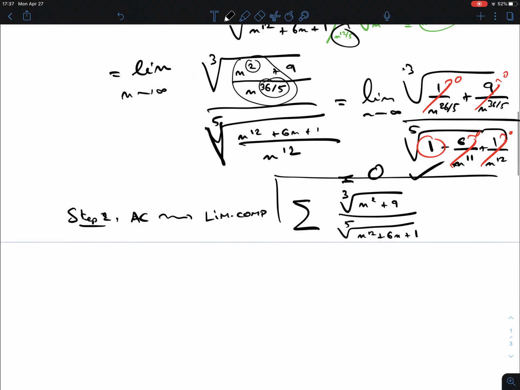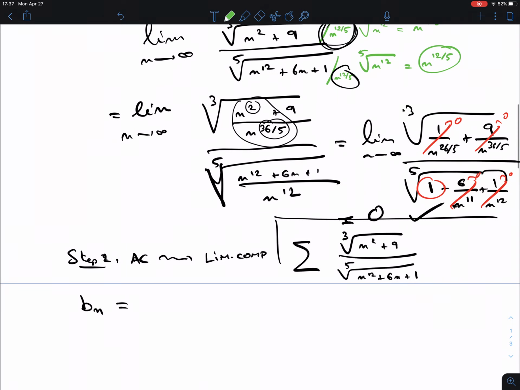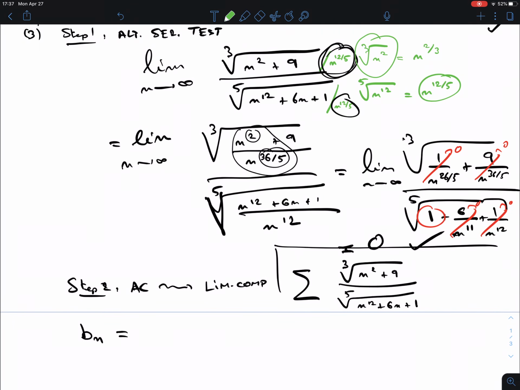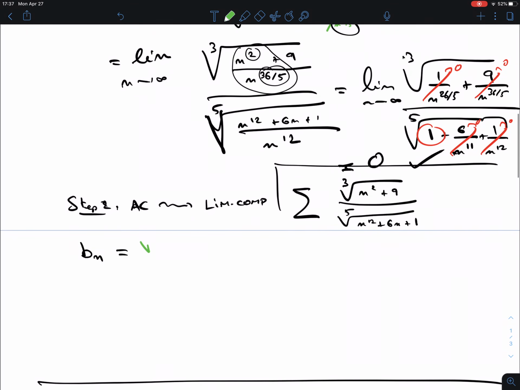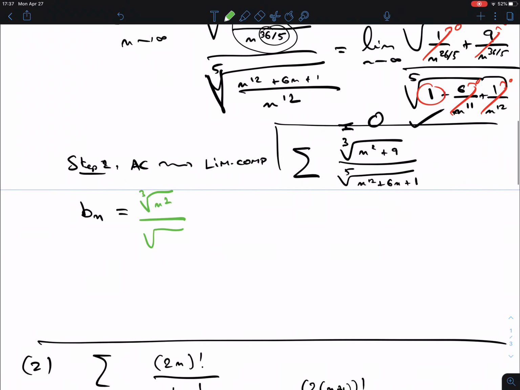So, in the limit comparison test, what you build is a Bn. And the Bn consists of the highest power in the top, which we already discussed here, that was this one: third root of n squared. And the bottom one was this one. And remember here, it's better to keep your radicals. Fifth root of n to the 12th.